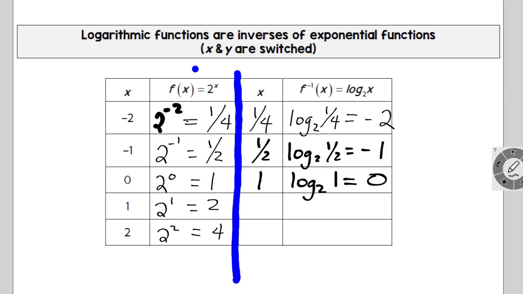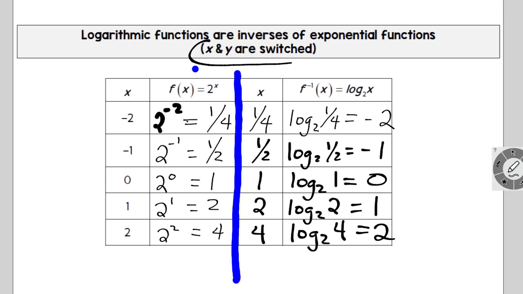And if we have 2, what do I raise 2 to in order to get 2? 1. All right, and then for 4, what do I raise 2 to in order to get 4? It's 2. Okay, so that's why we say they are inverses. And the x and y values for inverse functions are switched.